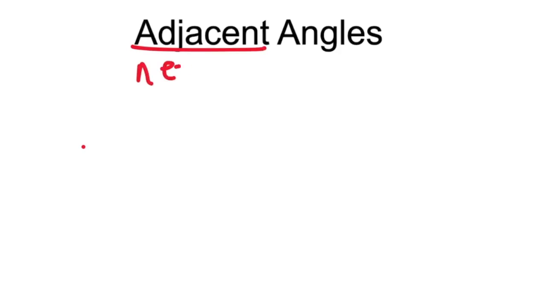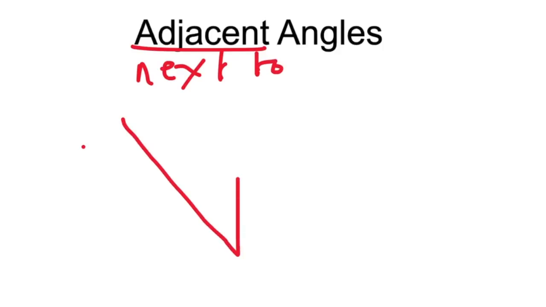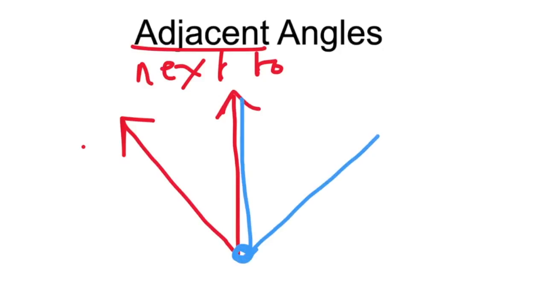Adjacent angles. Adjacent means next to. So adjacent angles are angles that are next to each other. And specifically, they have to share the vertex and they have to share a side. These two angles are adjacent angles.